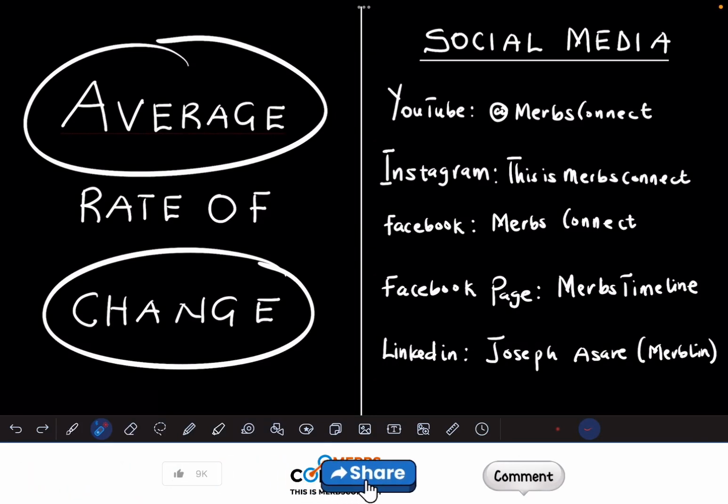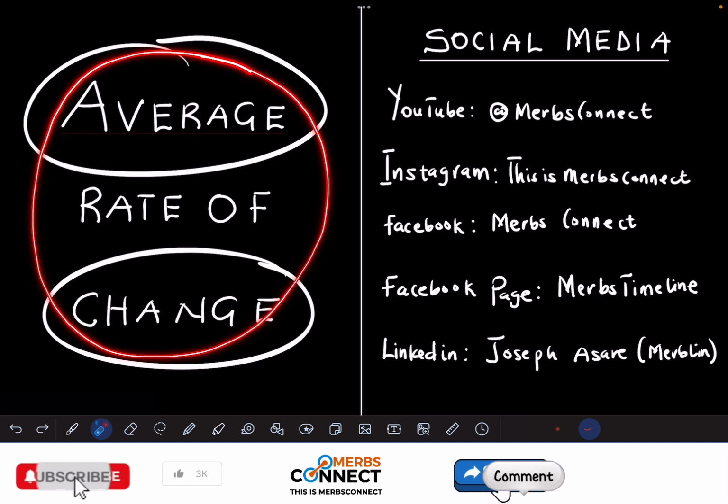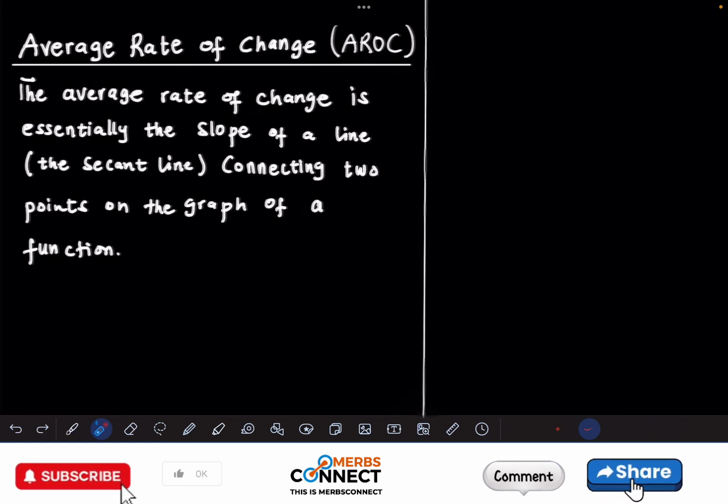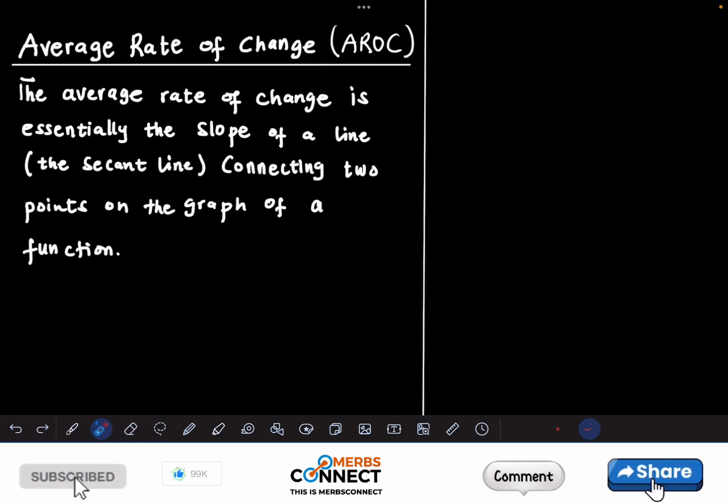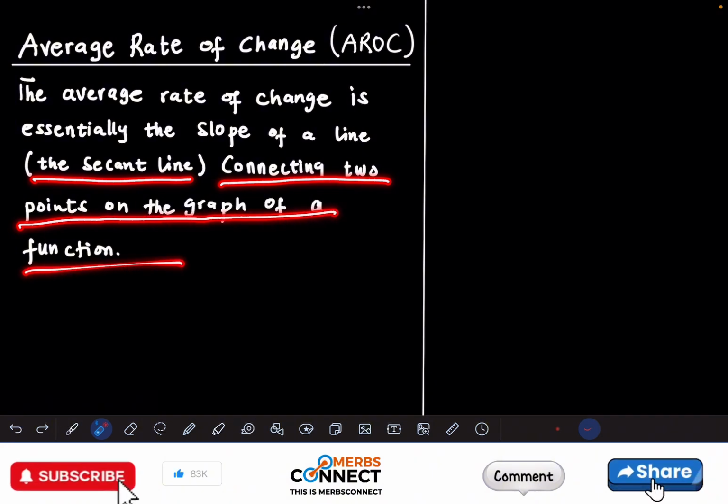In this video, we are going to talk about average rate of change. Let's jump right in. Now, the average rate of change is actually the average velocity, right? So if a question is asking for average rate of change or the average velocity, we are going to use the same formula that we are going to derive from this video to calculate it, right? The average rate of change is essentially the slope of a line, that is the secant line connecting 2 points on the graph of a function.